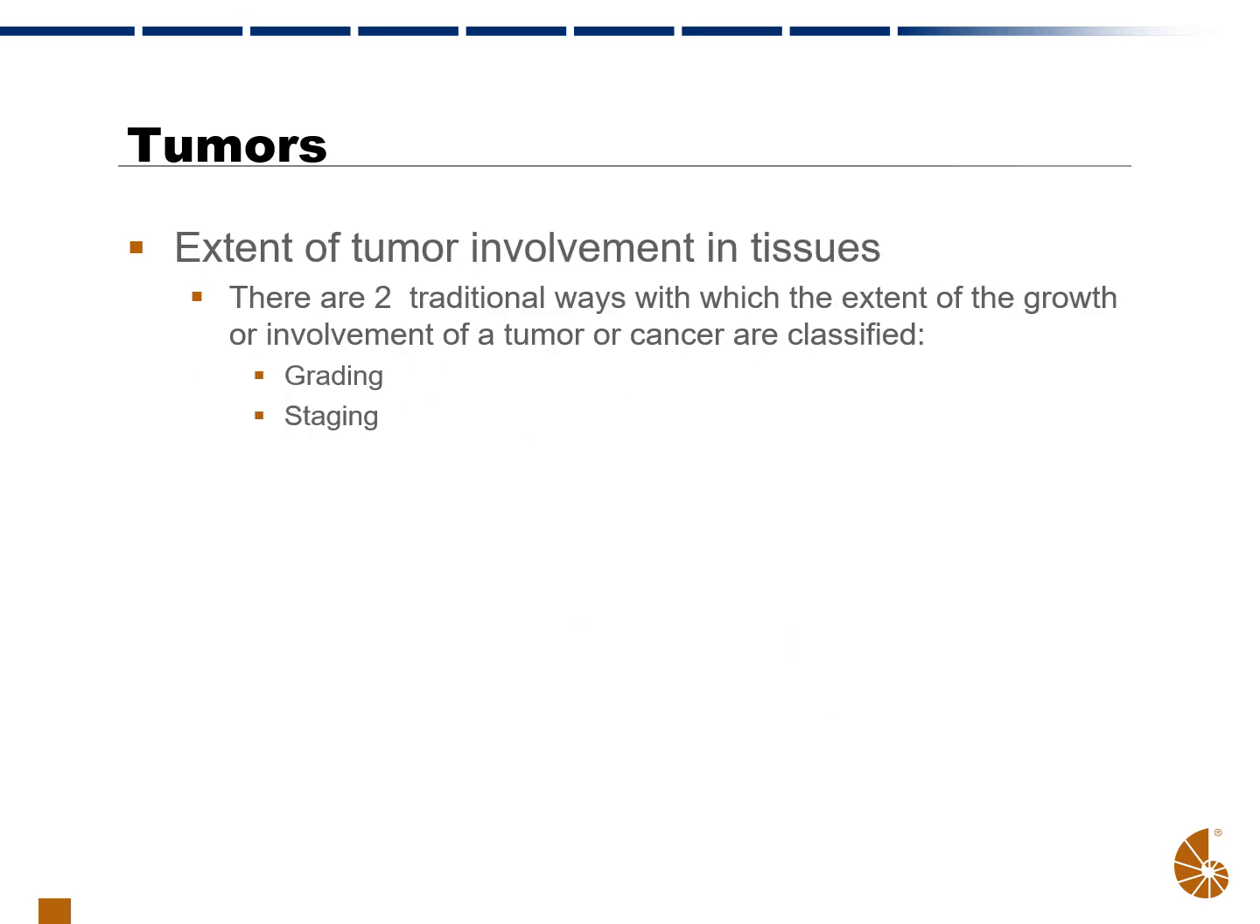When we talk about tumors, we talk about the extent of tumor involvement in tissues, and the two ways we traditionally look at tumors are the grading of the cells, what grade are the cells, and what is the stage of the tumor? How large is it? Has it spread to more than one portion of the organ involved, or has it spread beyond the organ involved into other neighboring or distant tissues? So grading and staging are key, and that's what we look at when we get a pathology report.